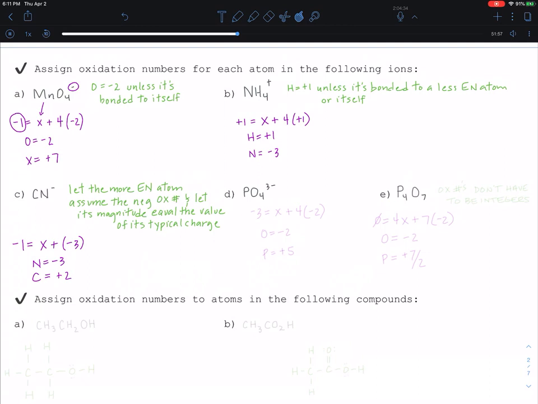Okay, let's try the next one. So this one, we can just do a calculation here, right? We don't have any explanations. We already know we're going to let the oxygen be negative 2 because we already decided that. So we've got negative 3 as the overall oxidation state for the phosphate anion. We have no idea what phosphorus is, but we know that we have 4 oxygen and it will have a negative 2 oxidation state, unless it's bonded to itself. So we know that oxygen is negative 2. And so therefore, the phosphorus has to be positive 5.